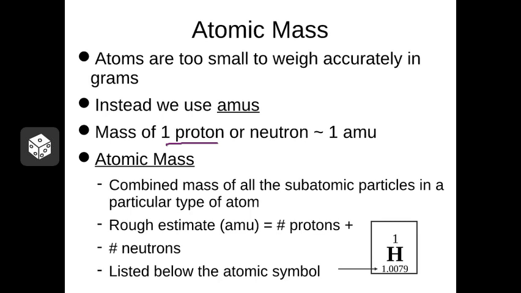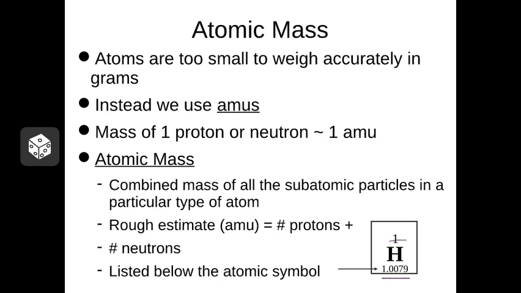Assuming that the mass of one proton or one neutron is 1 AMU, you can estimate the mass of an atom by simply adding up the number of protons and neutrons that it has. For instance, hydrogen has an atomic number of 1 because it has one proton. So its atomic mass is going to be approximately 1.